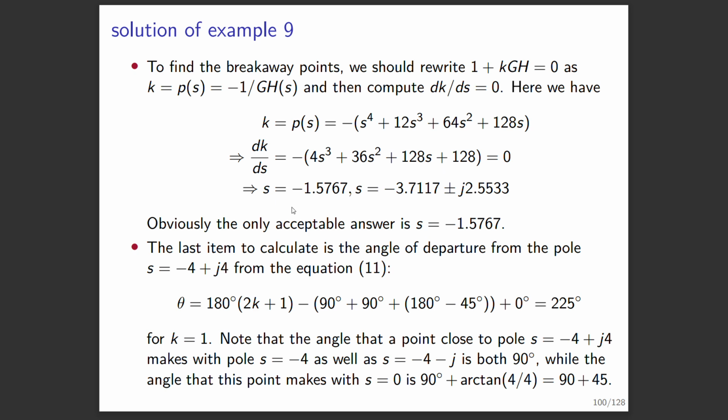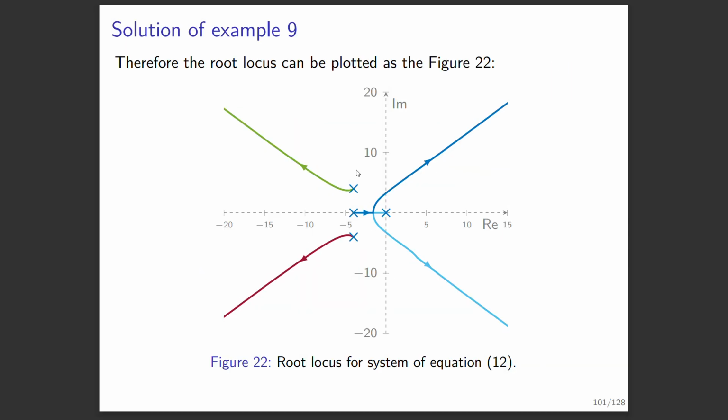And the last item to calculate is the angle of departure from the pole at -4 plus j4. So I want to find the angle of departure from this pole. How would I do that? I can find it using the formula. I need to find the angle that this pole makes with this pole. That would be just 90 degrees.